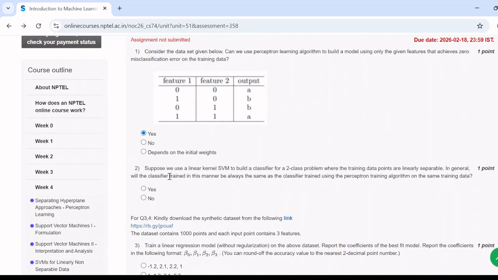The second one is, suppose we use a linear kernel SVM to build a classifier for a two-class problem where the training data points are linearly separable. In general, will the classifier trained in this manner always be the same as the classifier trained using the perceptron training model on the same training data? The option is no. Why? Perceptron finds a boundary, whereas SVM finds the optimal boundary, or SVM finds the hyperplane with the maximum margin. So the option is no.